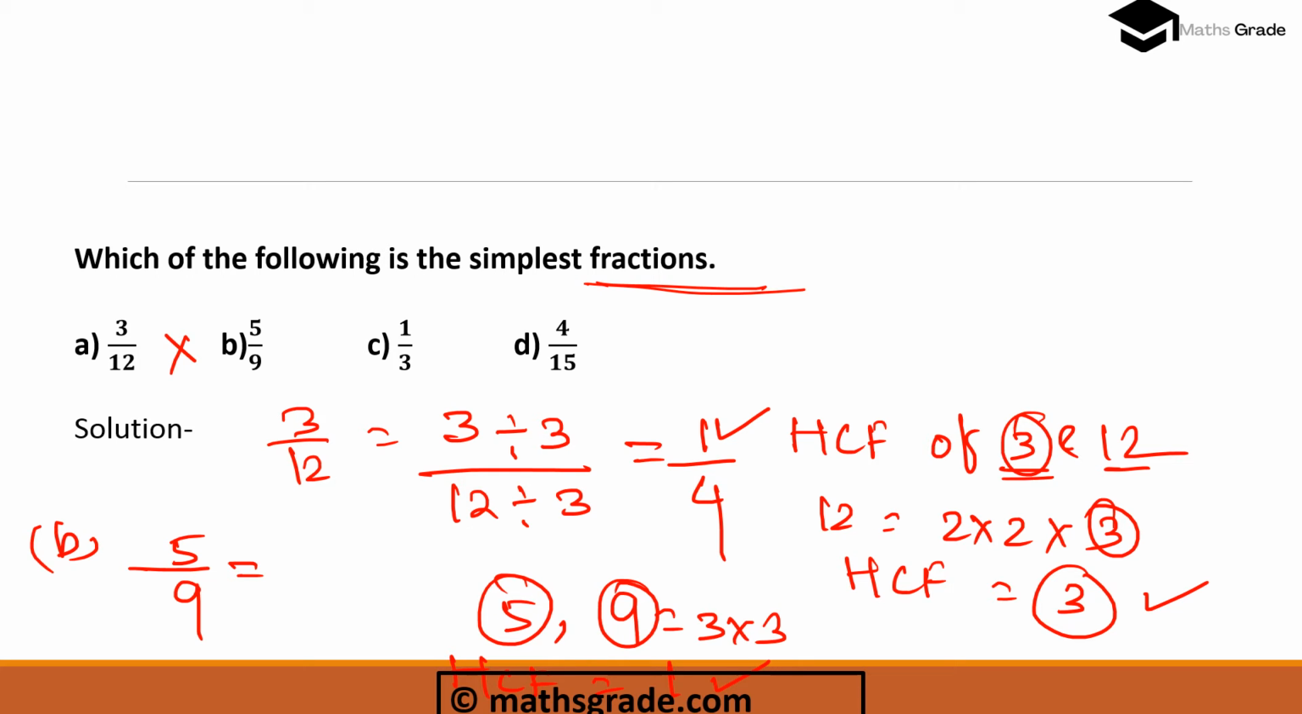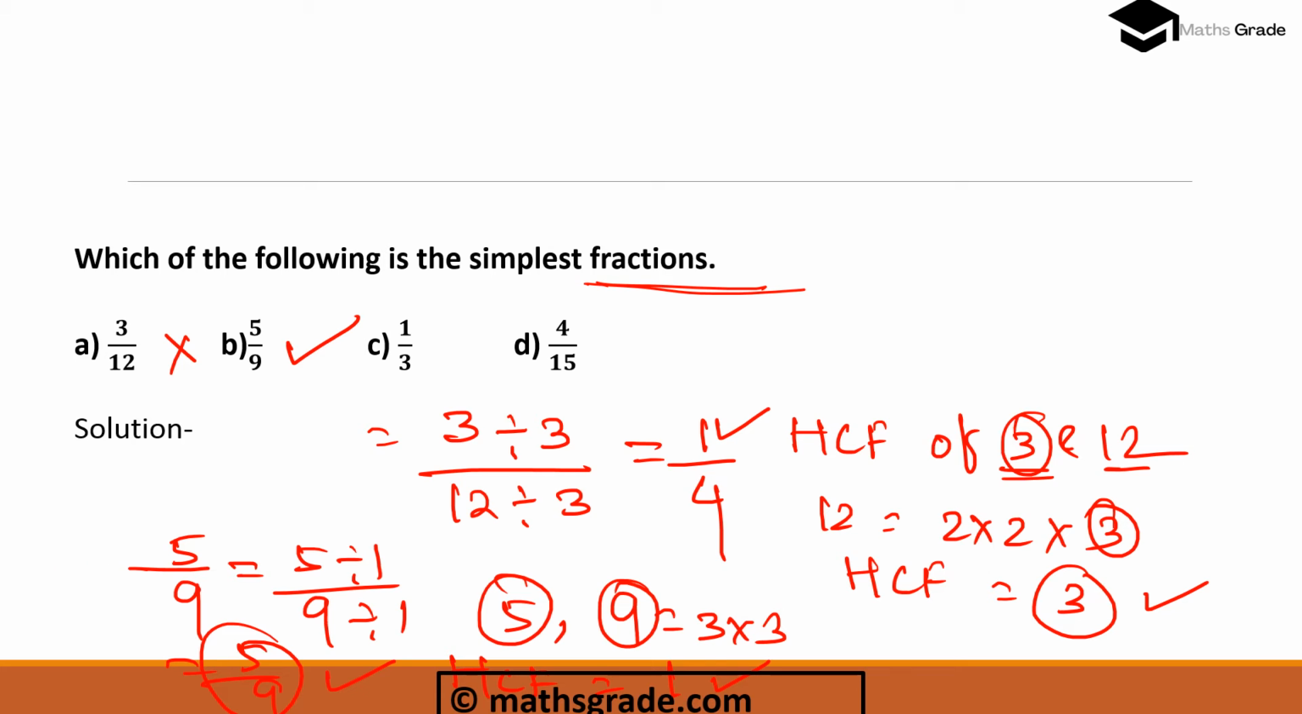So we have to divide the numerator and denominator by the highest common factor 1. So 5 divided by 1 and 9 divided by 1, that is 5 divided by 9. And this is in the simplest form. So 5 divided by 9 is the correct option. Now option C.